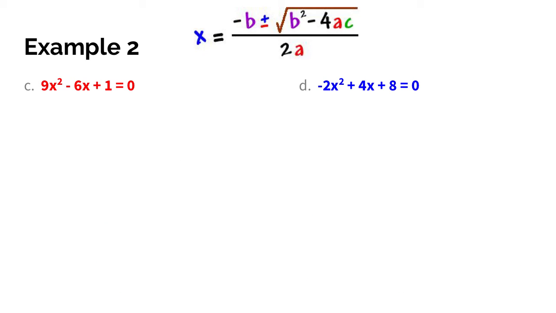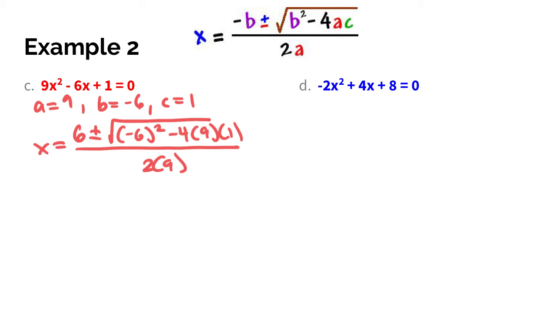All right, next example, we're just going to change some numbers in here. So notice my a value is not 1 anymore, my a value is going to be 9. b is going to be negative 6, and c is going to equal 1. So again, plugging them into my quadratic formula, I would get 6, again the opposite of b, plus or minus, here's my discriminant, negative 6 squared minus 4 times 9 times 1, a and c, and all that divided by 2a, which is 2 times 9.